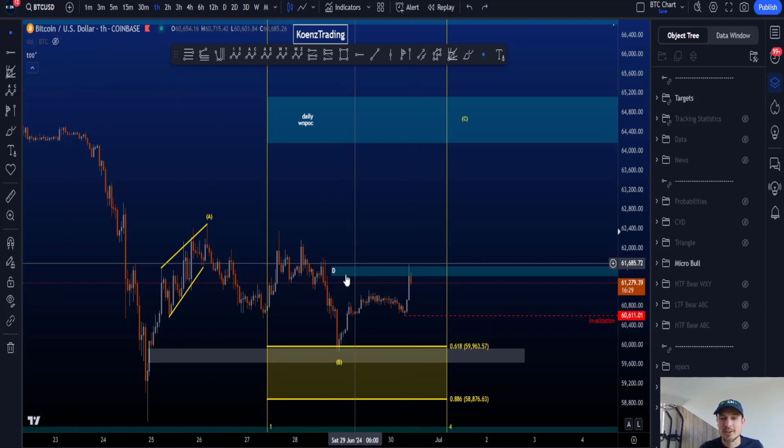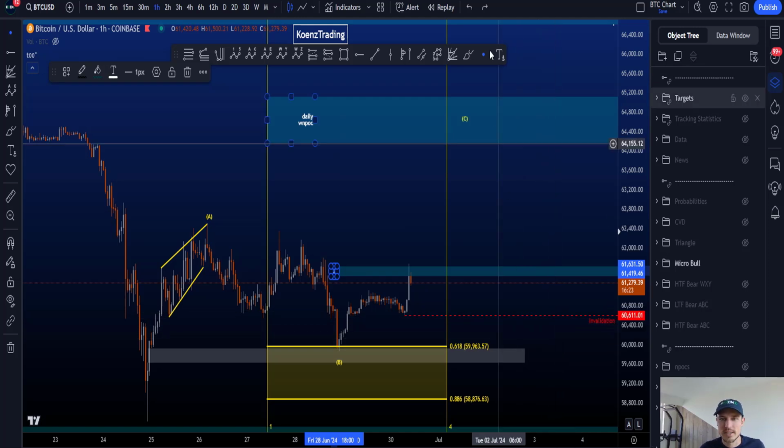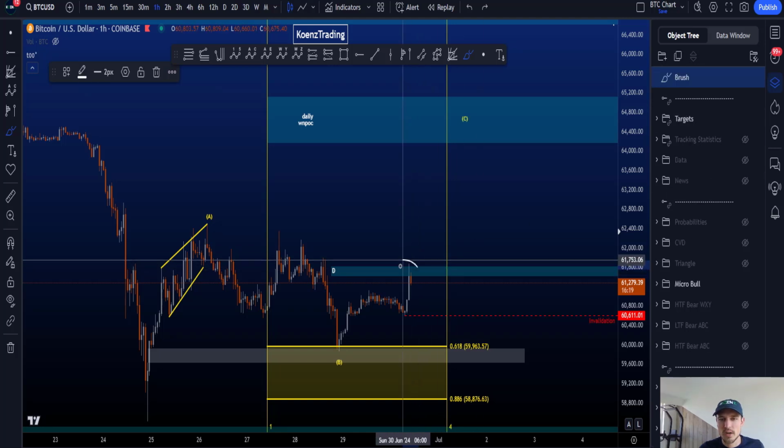And guess where we are now? At resistance over here, the blue box, 61.4k to 61.6k. What is important in this scenario is for price to pass this resistance, as that would significantly increase the probabilities to take out the high.